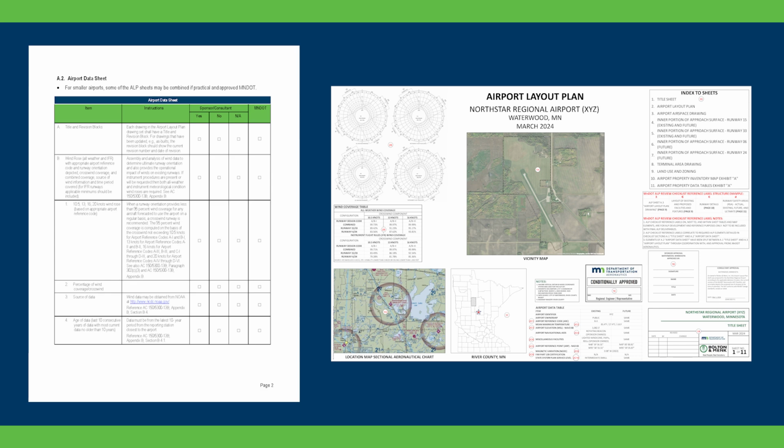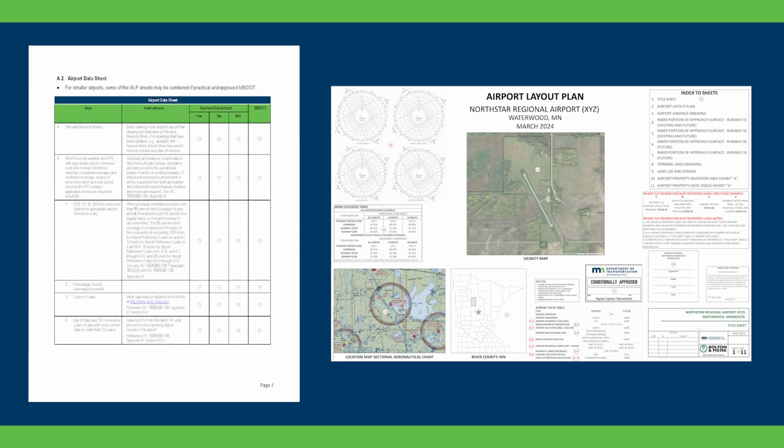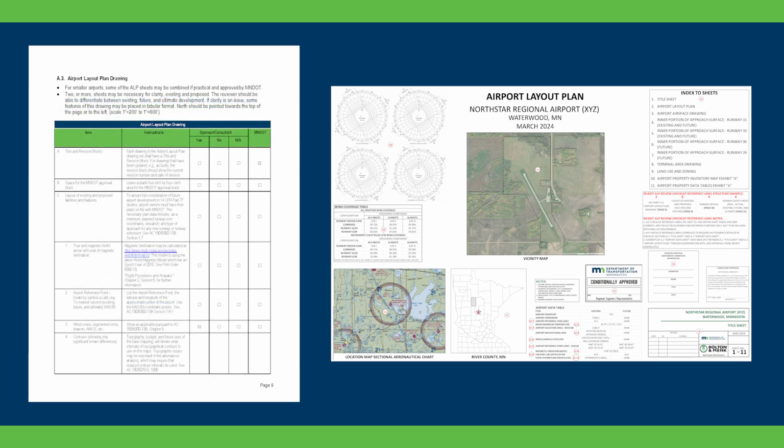We can see this in action on the example title sheet here, which includes the vicinity map, which is checklist item 1H, combined with the wind roses and other data from the airport data sheet found in 2B. The main airport layout drawing then combines even more, with sections for data tables from airport data sheet 2, as well as the airport layout plan components from sheet 3, like the runways, taxiways, approaches, and more.